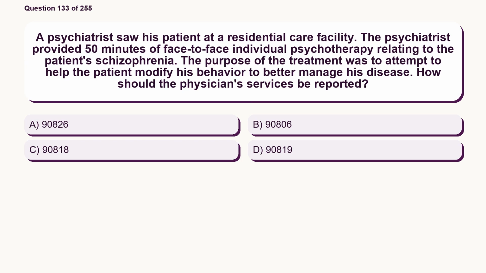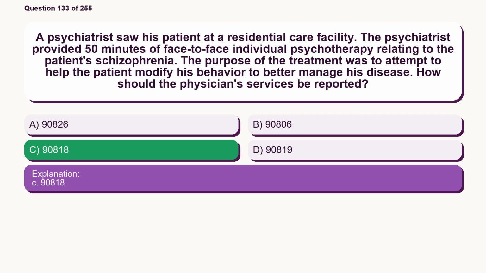Question 133. A psychiatrist saw his patient at a residential care facility. The psychiatrist provided 50 minutes of face-to-face individual psychotherapy relating to the patient's schizophrenia. The purpose of the treatment was to attempt to help the patient modify his behavior to better manage his disease. How should the physician's services be reported? Option A, 90,826. Option B, 90,806. Option C, 90,818. Option D, 90,819. The correct answer is option C, 90,818. C.